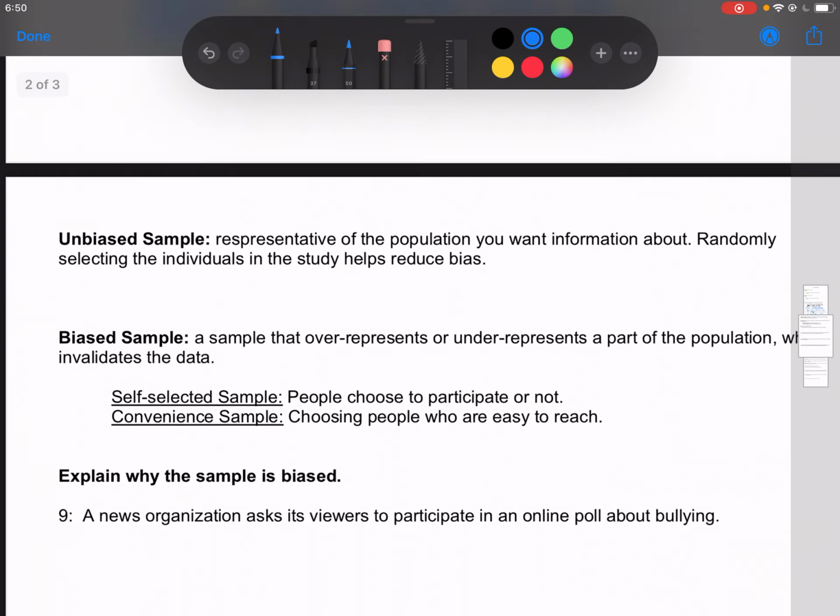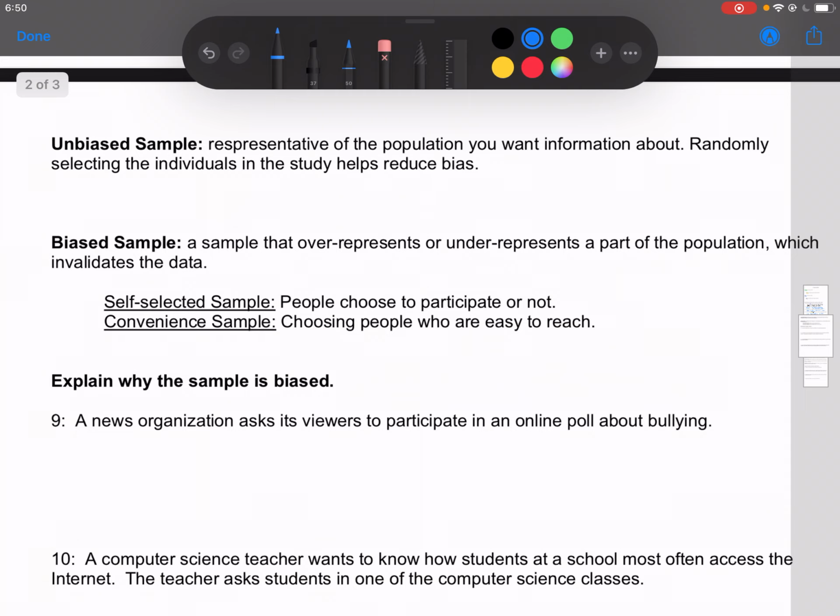All right, so moving on, let's talk about a few other definitions that would be really important. So unbiased sample. An unbiased sample is a sample that is representative of the population you want information about. And the way that you actually get an unbiased sample, as unbiased as possible, is through random selection. When you randomly select the individuals in the study, that helps the study reduce bias in the long run.